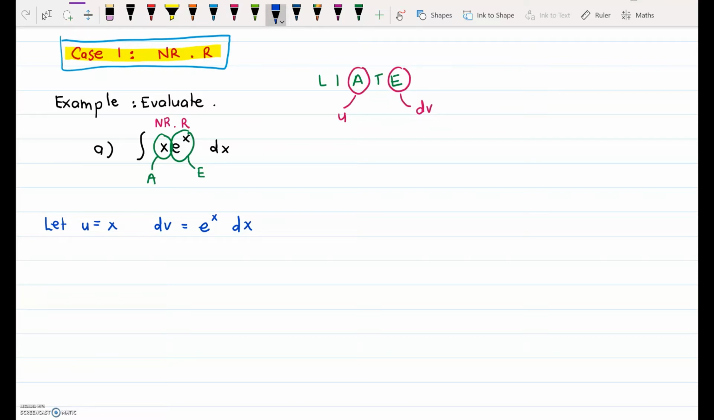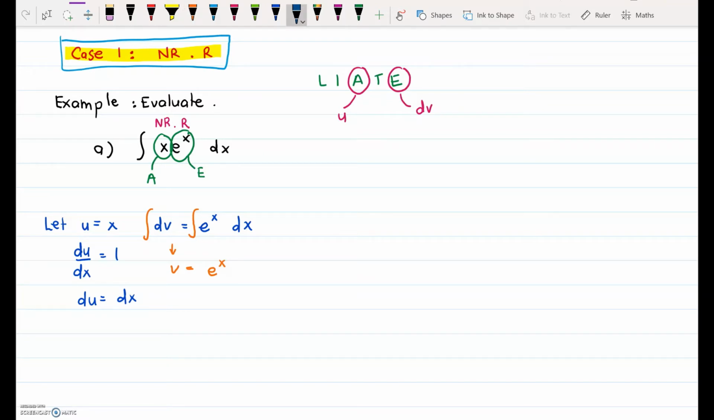Next step is we will find du and v. We will differentiate u with respect to x: du/dx equals 1, and write du as the subject, it will be dx. Then to find v, we integrate dv, meaning you will integrate e^x dx. Then v equals the integration of e^x, which is e^x. So we just put e^x without any plus c.